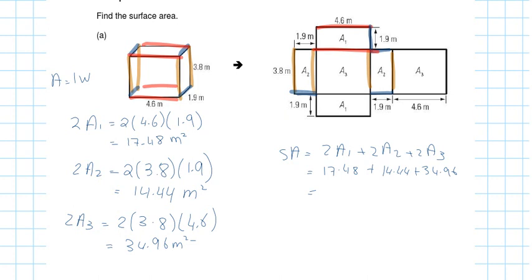you guys check this on the calculator, okay? Because I need to make sure that this is correct.